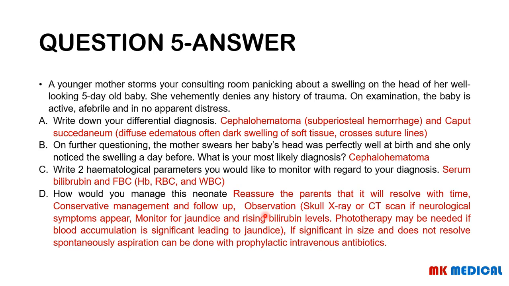So you want to, of course, monitor your serum bilirubin as well as your FBC, where you look at your HB, you look at your RBC and your WBC in terms of anemias as well as infections. Now, how do you manage this neonate? So you reassure the mother that it will resolve with time. So you actually can have conservative management where you have observations. You can take skull x-rays or CT scans if there's any neurological symptoms that appear. You monitor if there's any jaundice or any rising bilirubin levels. Then of course phototherapy can sometimes be used if there is some jaundice or rising bilirubin levels.